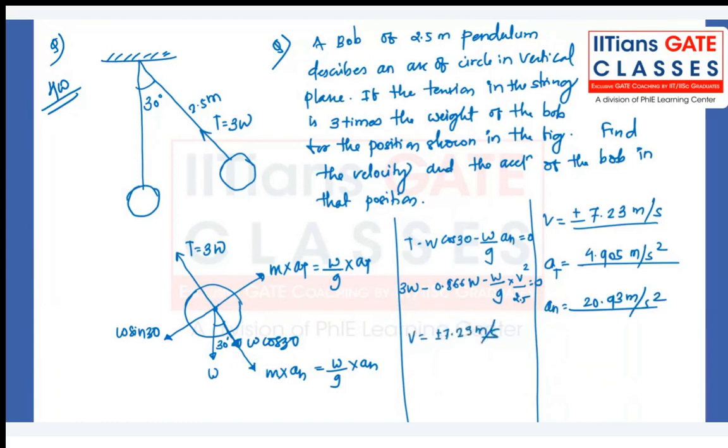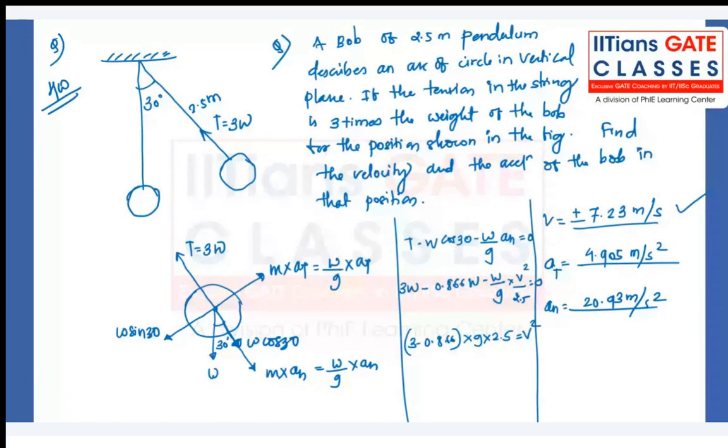Okay, here you just have to take the W common and cancel it out. So (3 minus 0.866) into g into 2.5 is equal to v square. This is the equation you will get, and you just have to take the root of it. That's all. So you'll get this answer for v.